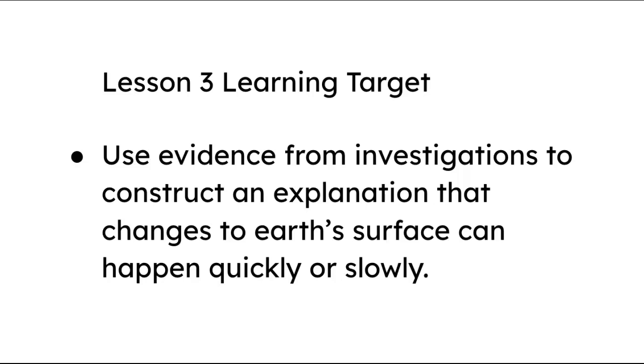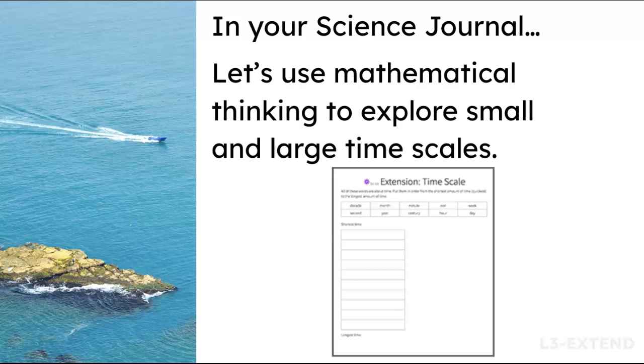used evidence from investigations to construct an explanation that changes to the Earth's surface can happen quickly or slowly. In Lesson 4, students will apply their learning as they select materials to begin designing solutions that prevent wind and water from changing the dunes. For the optional Extend, you can direct students to the Time Scale Student Journal page. You'll ask them to put the words in order from the smallest amount of time to the largest amount of time, and then discuss.